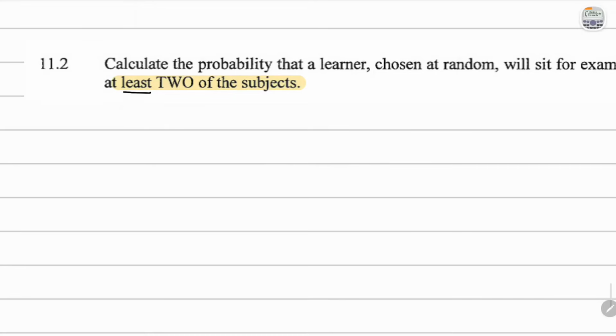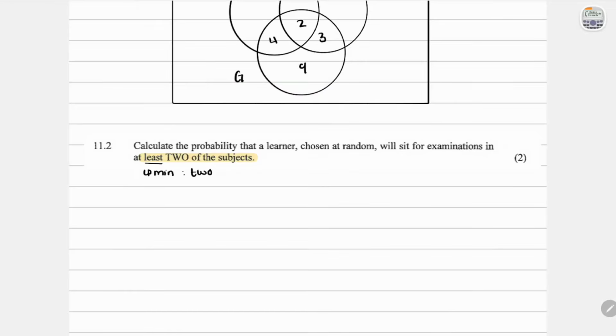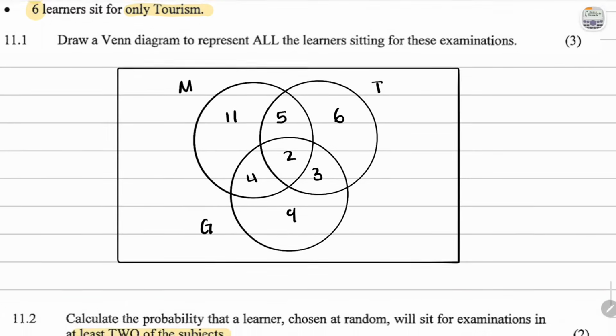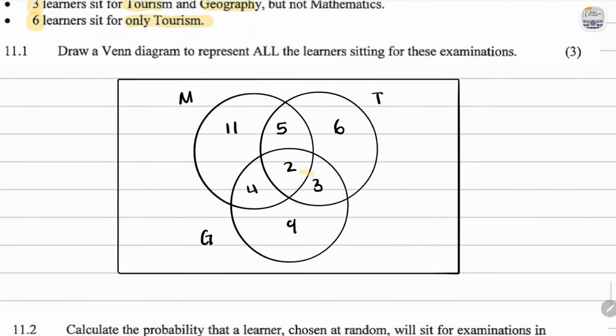At least just really means at lowest, meaning the minimum amount of subjects that these learners sat for would be 2 subjects. Okay, so we're looking for learners who sat for 2 subjects. Let's see, at least 2 subjects. So looking at this, let's just look at each of these numbers and see how many subjects they sat for. These 11 learners, how many subjects did they sit for?